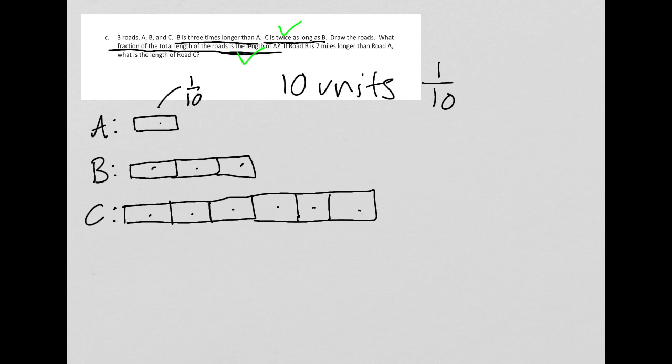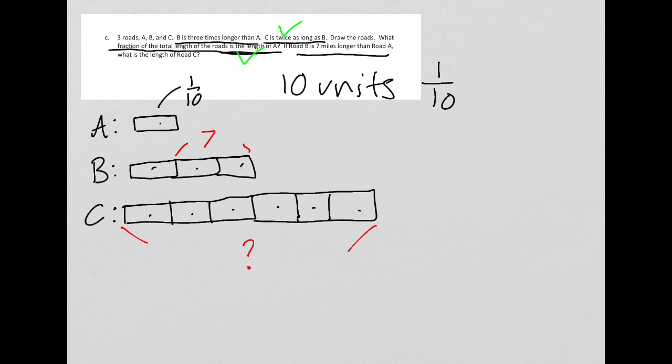Okay, the last one. If road B is 7 miles longer than road A, what is the length of road C? Okay, road B is 7 miles longer than A. So that means that this right here is 7. Because that's the part, those 2 units are the part that are bigger than A. So that's the longer part. So B is 7 miles longer than A. They want us to find out C. So they want us to know what this is.